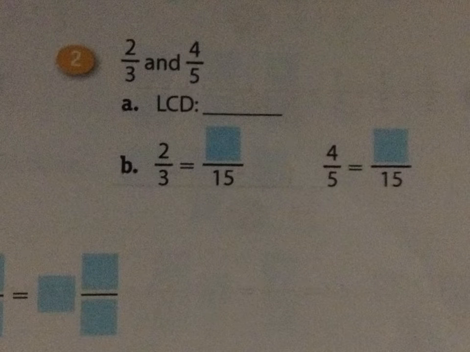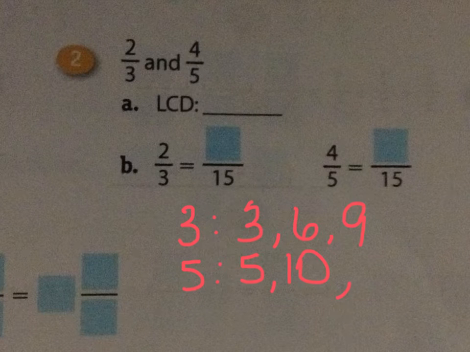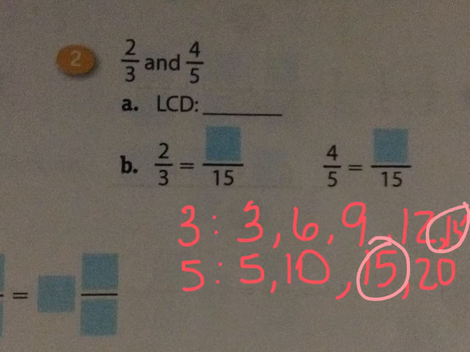Number 2, they want us to find the least common denominator for 3 and 5. The way you do that is you find your multiples of 3 and 5, and then you find which ones have the same number. So you have 3, 6, 9, 12, 15, and 5, 10, 15, 20. As you can see, your least common denominator is going to be 15. And that's why they wrote the 15 down here.